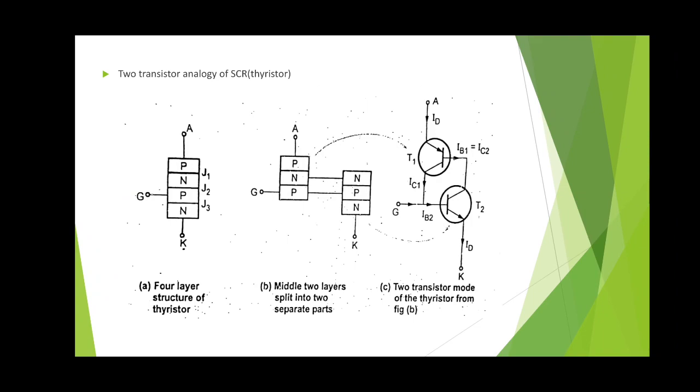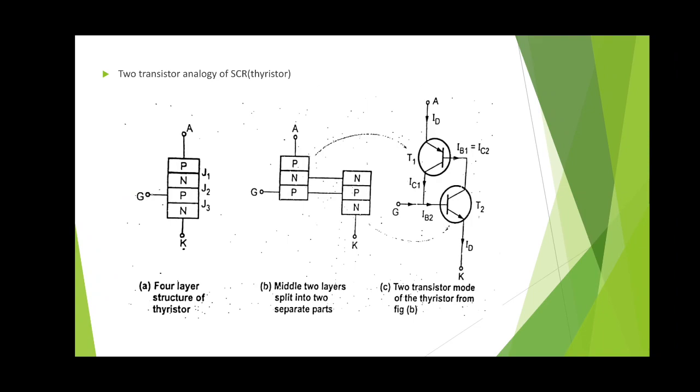Then we are using two transistors, T1 and T2, which have two different gains, alpha 1 and alpha 2. Let us understand the working by considering this structure. As shown in the figure, the middle two layers are split into two separate parts. Because of this, the two transistors are formed. These terminals are shown. Transistor T1 is PNP, whereas T2 is NPN.